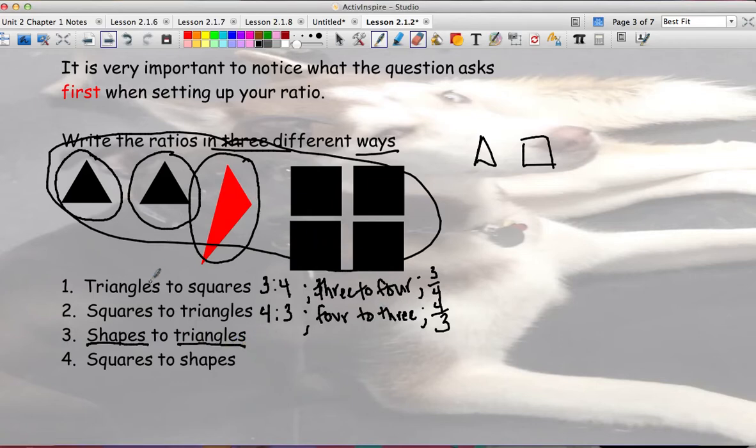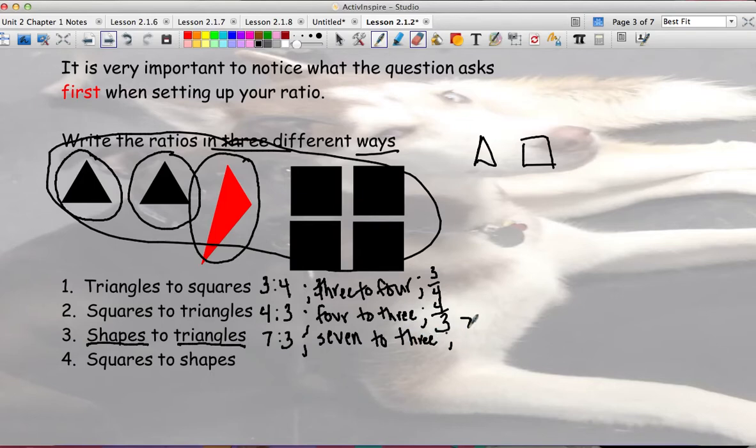So now we have to look. I need the number of shapes. Well, all of these are shapes. And I know that I have 3 triangles and 4 squares. So I have 7 total shapes. And I know that I have 3 triangles. So my ratio is 7 to 3. This would be written as 7 to 3.